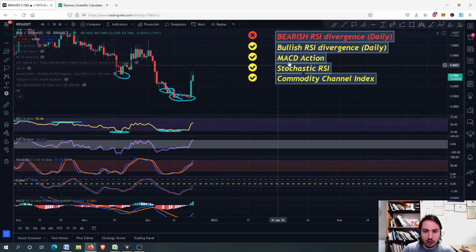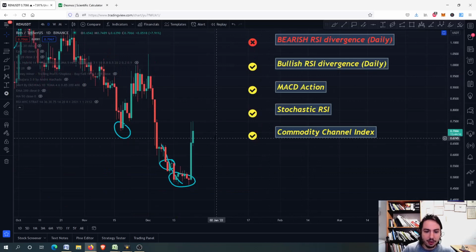The MACD action is also very, very important. You can see here the MACD action.